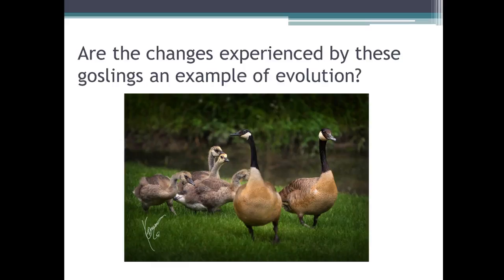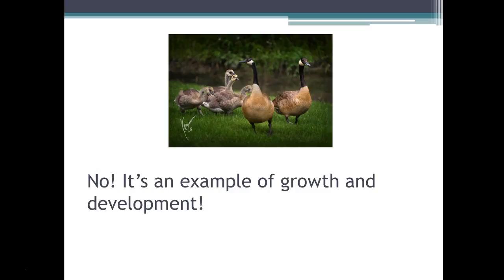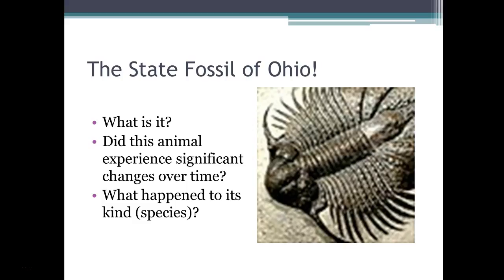So if you look at this photograph, the goslings in this picture are certainly going to go through changes over time. Would you say that that is an example of evolution? And you'd be correct if you say no. That would be an example of growth and development. Remember, individual organisms do not and cannot evolve because evolution involves the passing on of genes to other future generations. So they're going through growth and development. A population of Canada geese as a whole might evolve, but these individual goslings are not evolving.